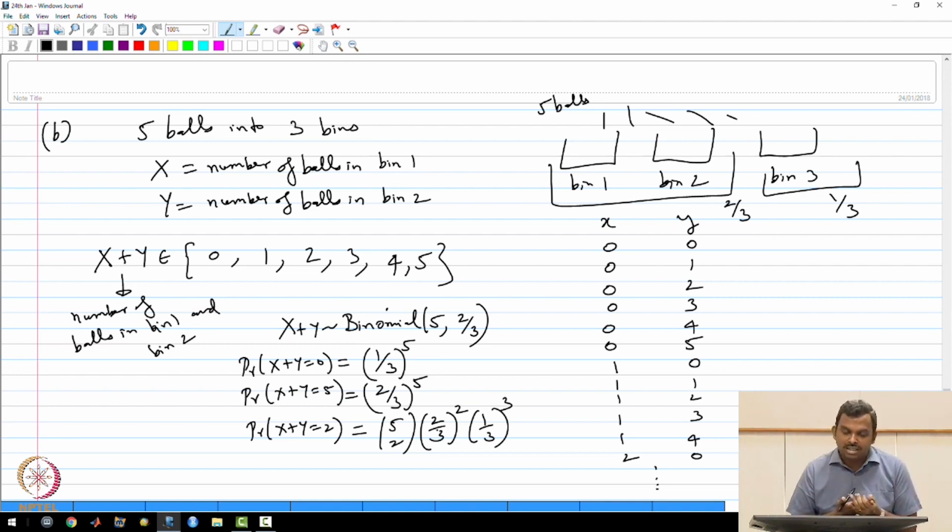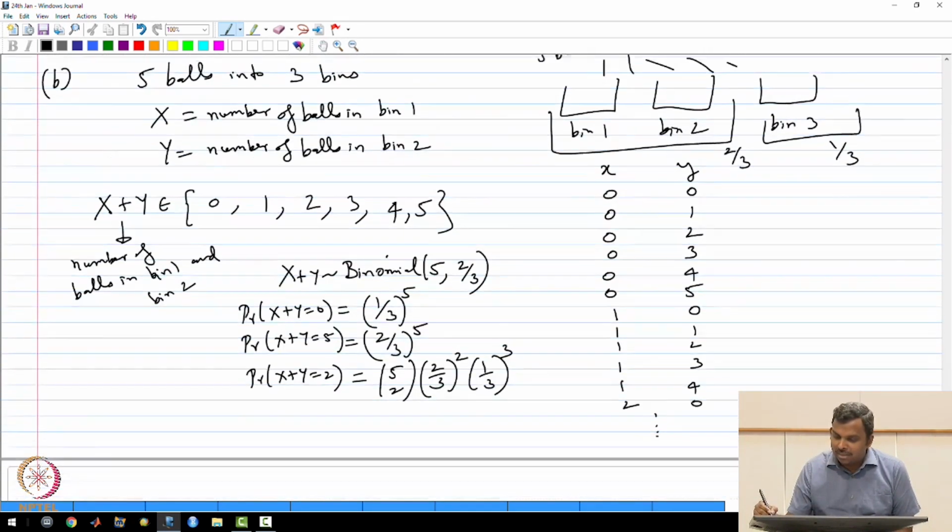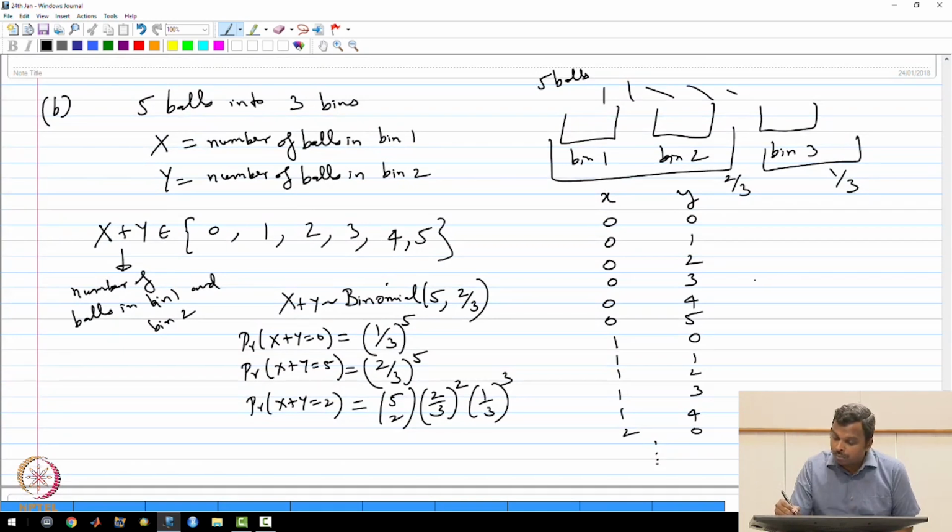So for instance, if I do min of x, y, this is not necessarily easy. So if you do min of x, y, what is the least number of balls that fell either in bin 1 or bin 2? So one needs to do some thinking, right? What are the various possibilities here?